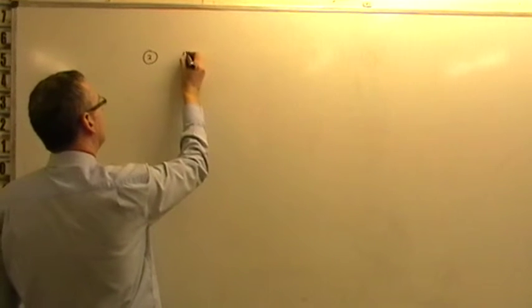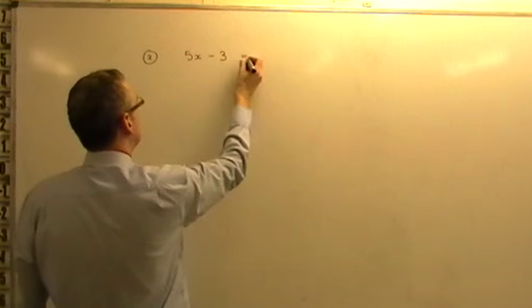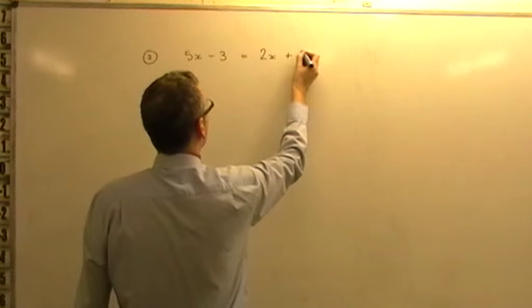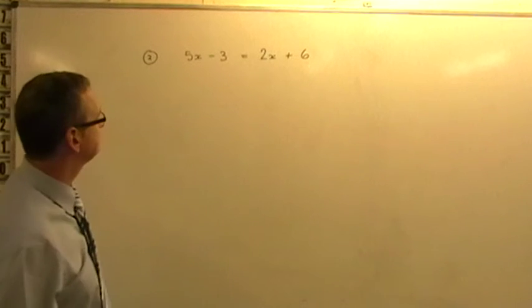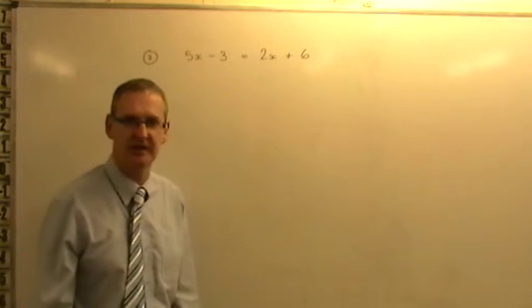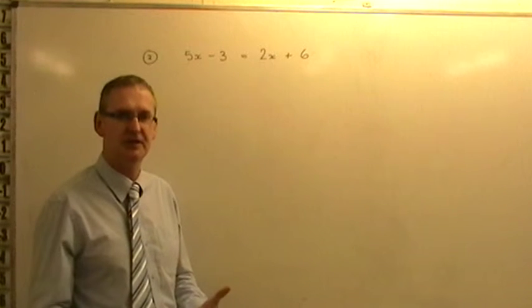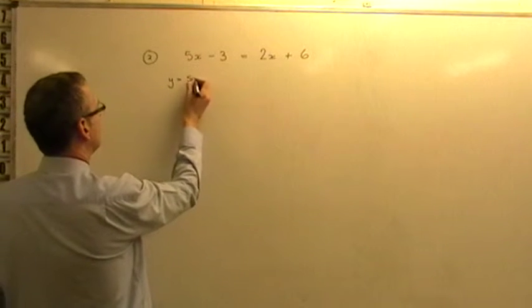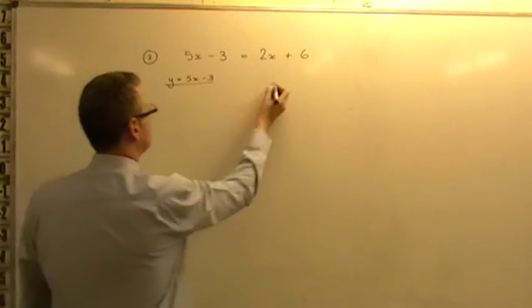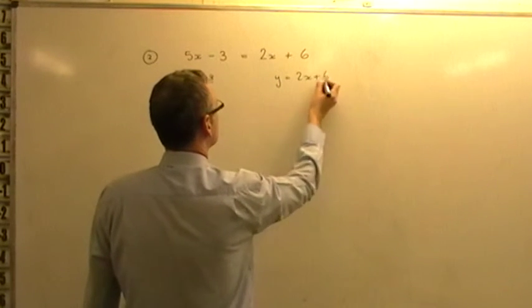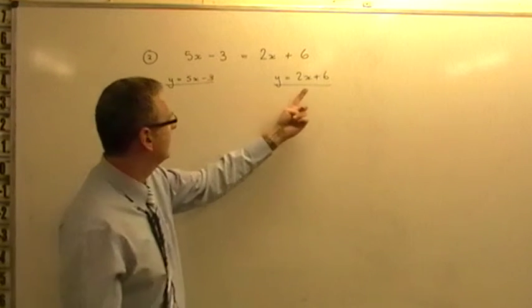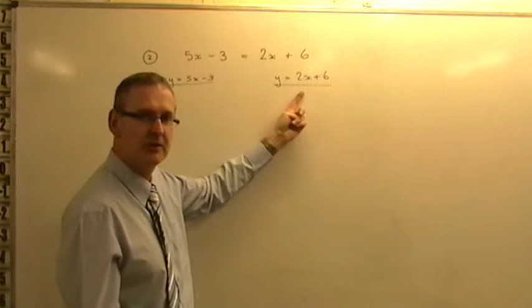Let's solve 5x take away 3 is equal to 2x plus, let's say, plus 6. So 5x take 3 equals 2x plus 6. That's a really simple equation to solve algebraically, but we're going to do it graphically. I need to plot two tables of values. So y equals 5x take away 3 is the first one to look at. y equals 2x plus 6 from the right hand side is the second one to look at.